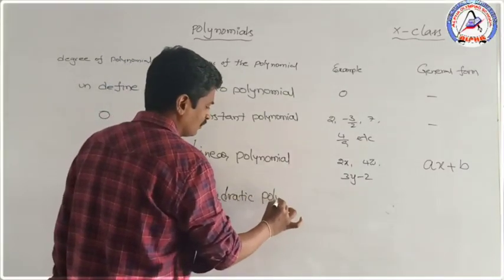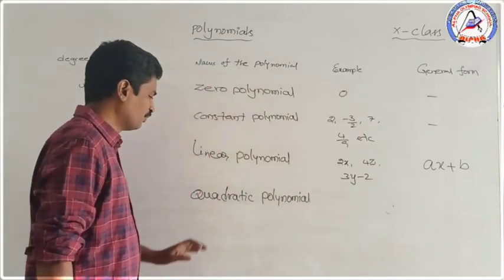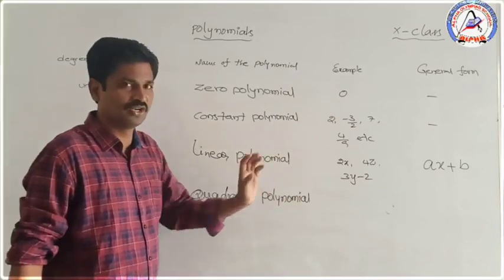Quadratic polynomial. If a polynomial's degree is 2, then the polynomial is called a quadratic polynomial.